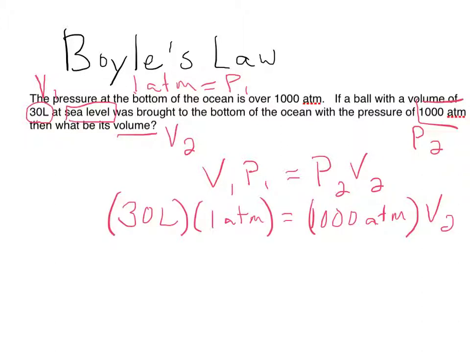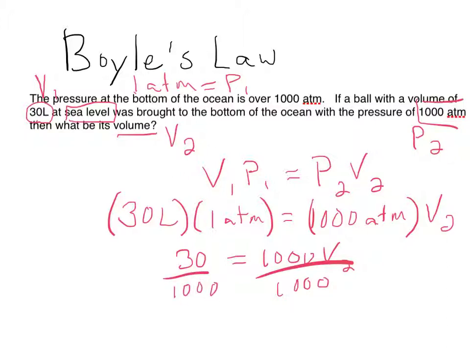30 times 1 is 30. And obviously we have 1,000 here on this side. So we need to divide both sides by 1,000. And we get an answer of V2 being 0.030. And that's how you solve a Boyle's Law problem.